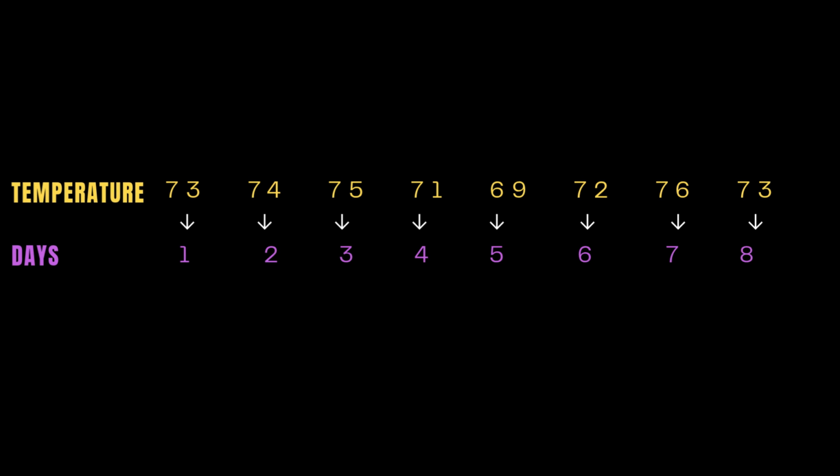We are given the temperature for each day. For every day we need to find how many days we have to wait until we get a warmer temperature. If there is no warmer temperature in the future, we put 0. For example, 73 becomes 74 the very next day, so its answer is 1. But for 75, we have to wait until 76, which is 4 days later.